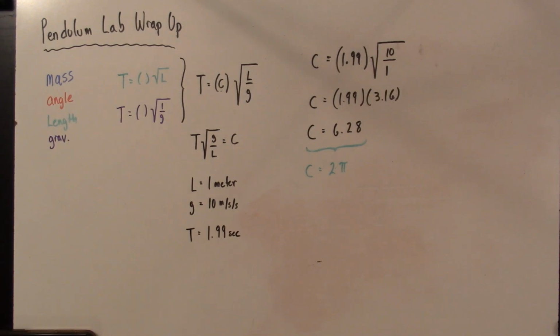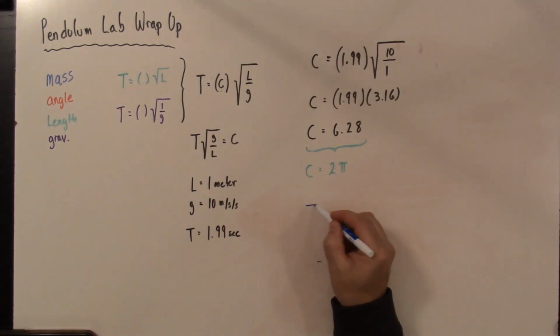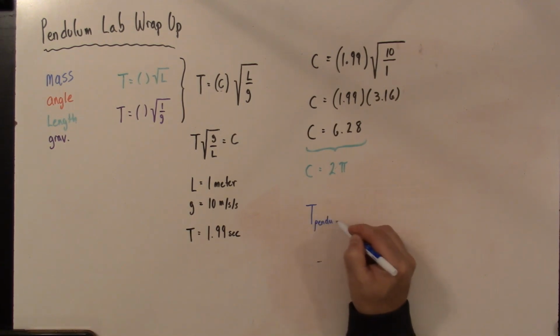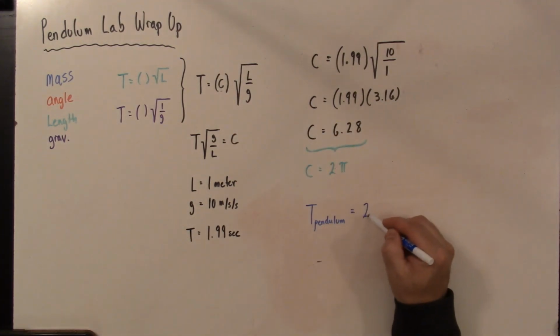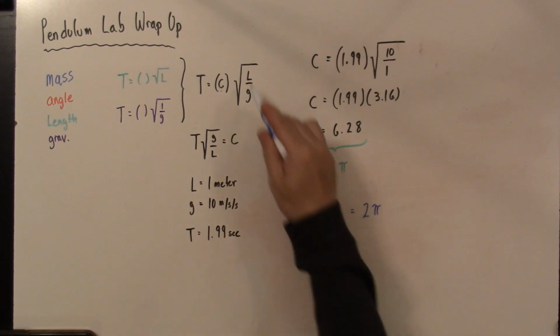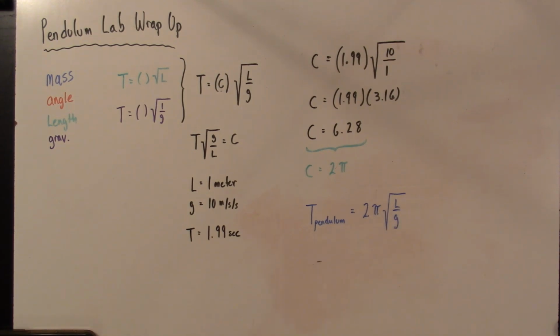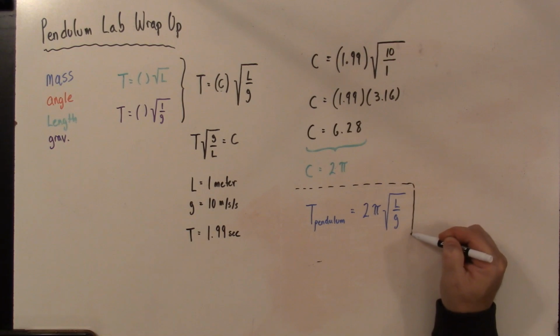And so, grand finale, it turns out that if I come back to this one right here, the law for the pendulum says if you want to calculate the period for a pendulum, my C value is 2 pi, and my relationships are the square root of L over the square root of G. And this is the pendulum law.